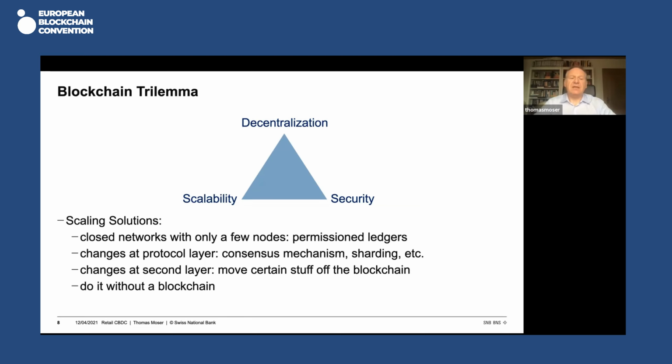Now, a third way to do it is you change not the protocol layer itself, but you make changes at the second layer. And basically, very simply said, you move stuff off the blockchain, or at least off the main chain. The Bitcoin Lightning Network would be an example, or roll-ups in Ethereum. Interestingly, if you look at what central banks are proposing for CBDCs, you have a combination of closed networks. These are permissioned ledgers, and they're also moving some of the retail stuff, or all of the retail payments, off the chain. So that's how to go.